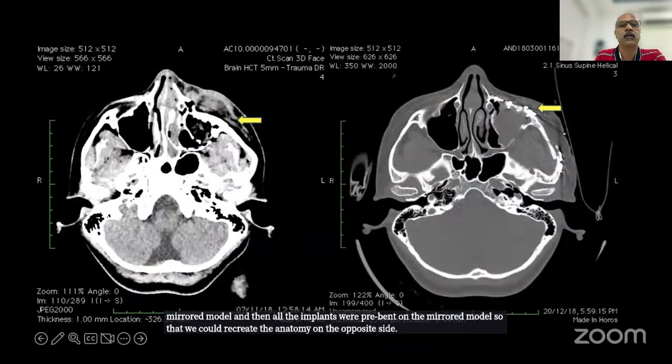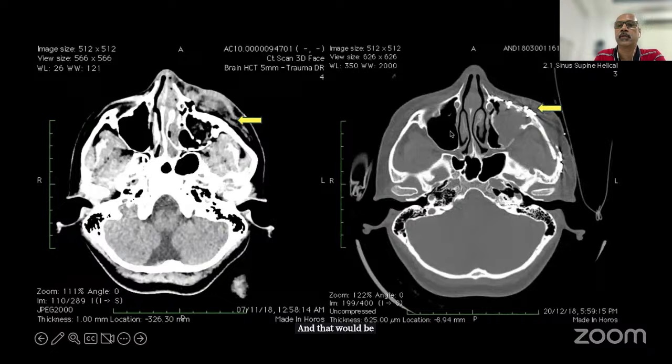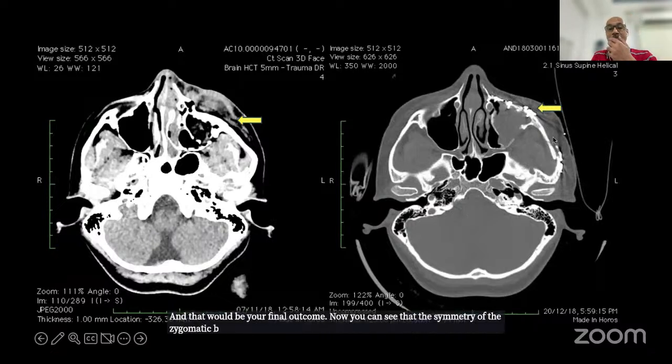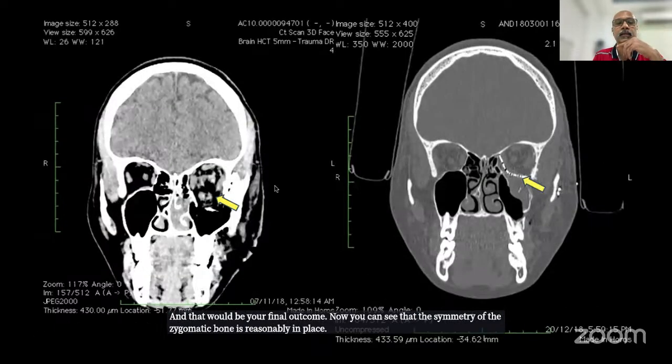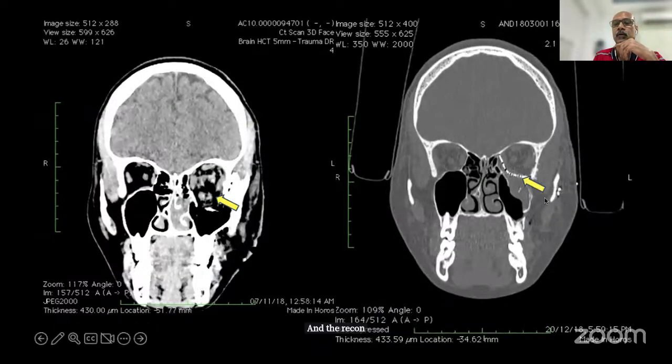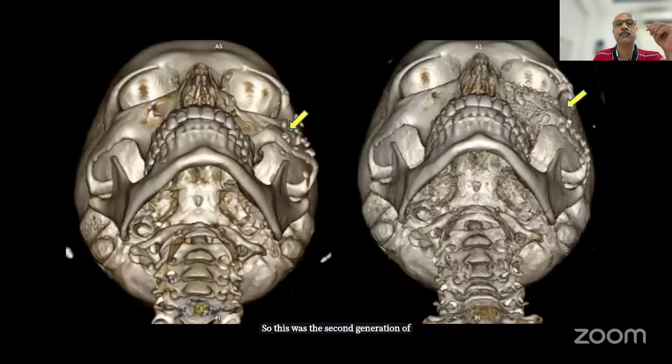And that would be your final outcome. Now you can see that the symmetry of the zygomatic bone is reasonably in place, and the reconstruction of the internal orbit also is almost perfect. So this was the second generation of CAS that we were planning.